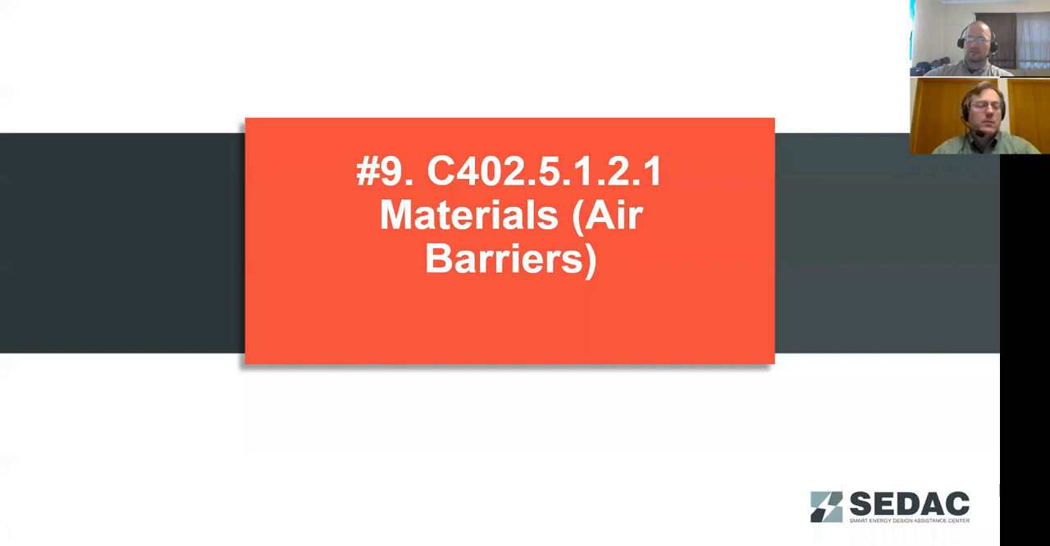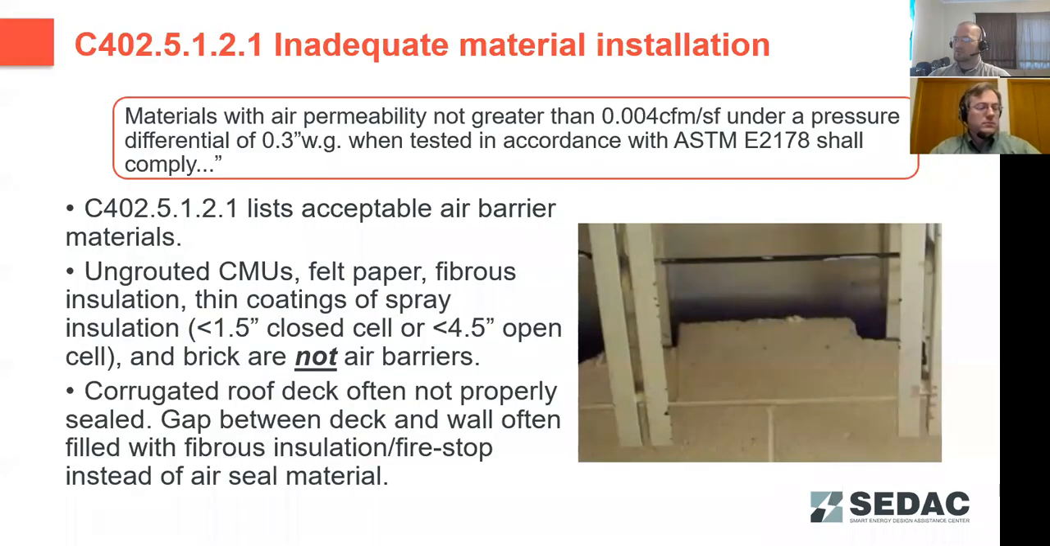Moving on, the last component for air leakage compliance is air leakage materials. These materials have to be specified with air permeability not greater than 0.004 of a CFM per square foot of material surface area, under a pressure differential again at 75 pascals, 0.3 inches of water gauge.